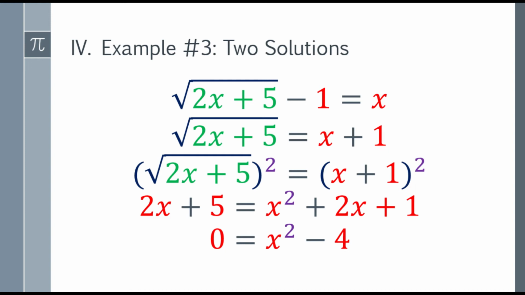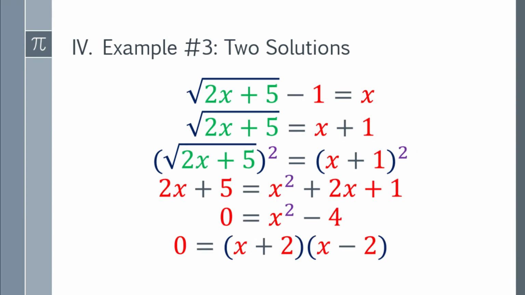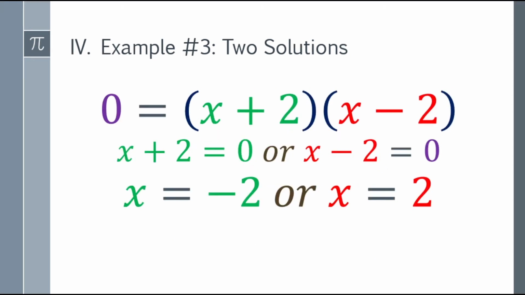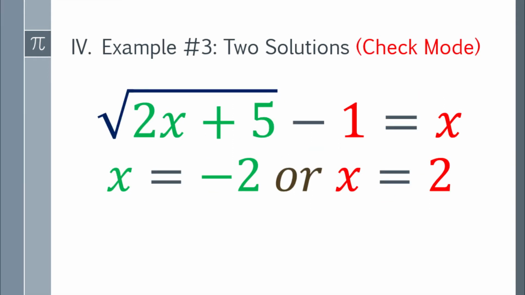So, factor mo yung x squared minus 4, that will be 0 is equal to the quantity x plus 2 times the quantity x minus 2. So, by the zero property of equality, that will be x is equal to negative 2 or x is equal to 2. So, yun yung value. Meron tayong dalawang value ni x. Ngayon, we have to check it kung alin dito yung kukunin nating value ni x. Okay. So, again, x is equal to negative 2 or x is equal to 2.